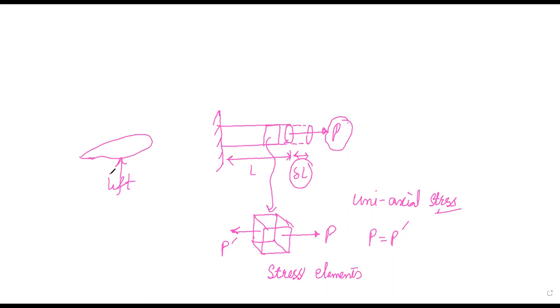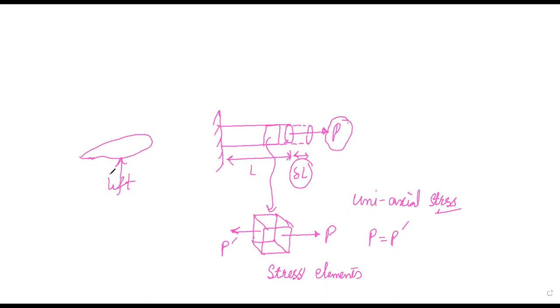Another mode of failure is when you are sitting on the bench and your friend starts pushing you from this direction. It is possible that one piece, the upper surface or the bottom surface, will slide over the other surface. That's also a failure. Are you getting me or not? So based on the direction in which you apply the load, your machine element can be under a one directional loading condition or a two directional loading condition.